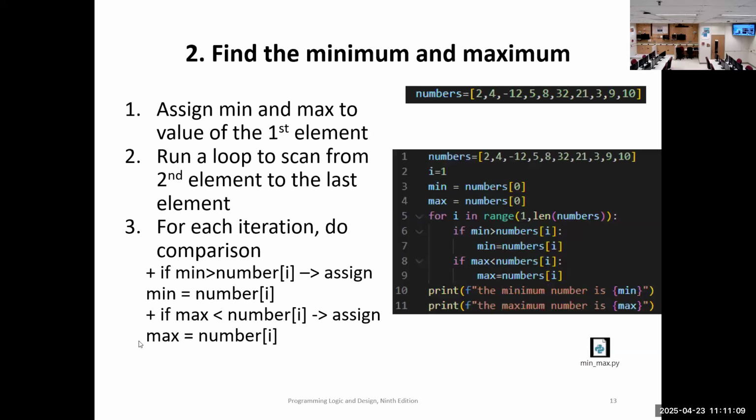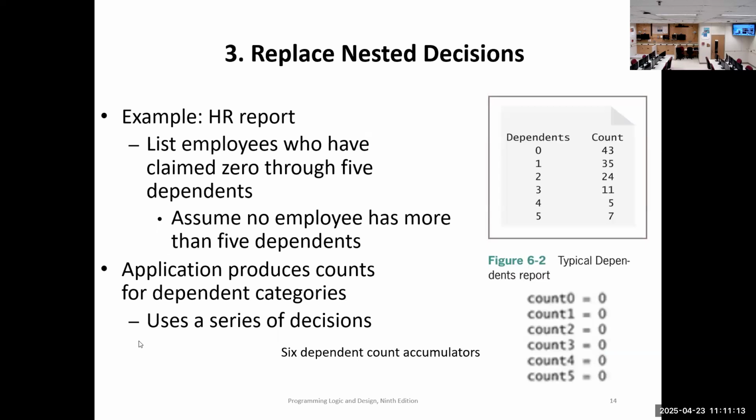Now the third one is that you can use a loop here very efficiently when you replace the nested decision. Now think about it, I want to write a program for the HR report here. So in this report here, I have multiple employees in my company, right? So I raise the question to every single employee here: how many children do you have here, right?